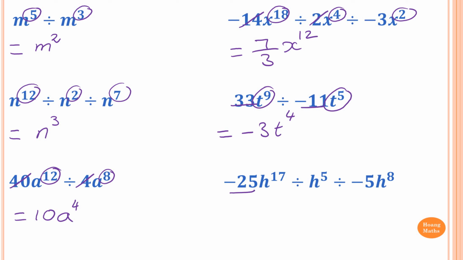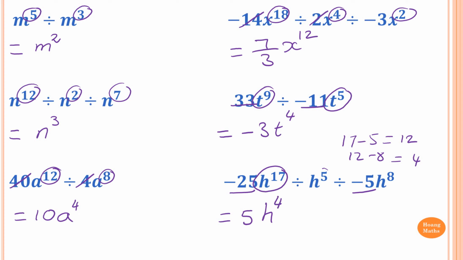Negative 25, and then another negative 5, the answer should be positive, because 2 negatives. So now 25 divided by 5 is 5. So h to the power of 17 divided by h to the power of 5, and then divided by h to the power of 8. So just go 17 minus 5, which is 12. Again, 12 minus 8, the answer is 4. So which is h to the power of 4.